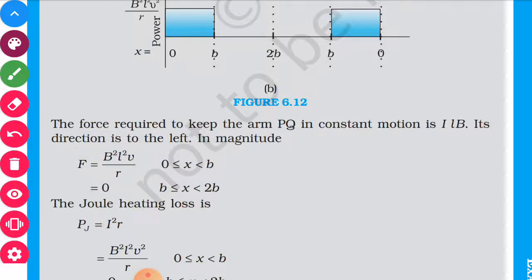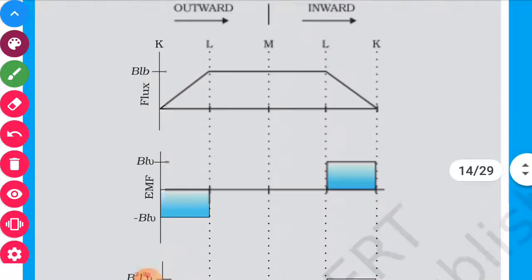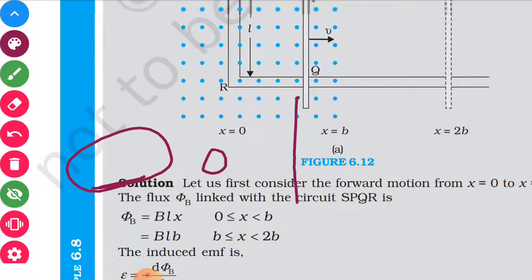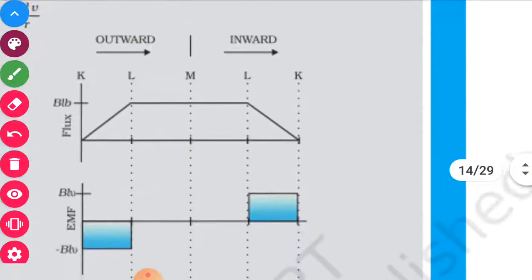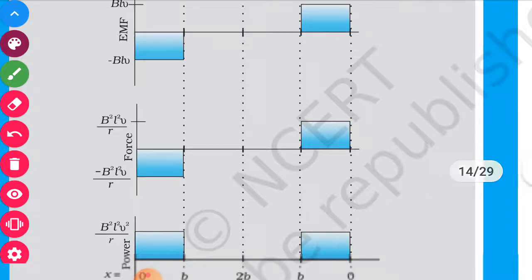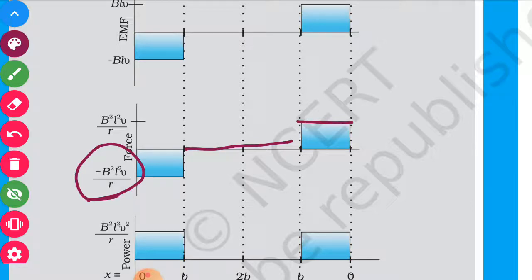If you go out of x is equal to b, there is no magnetic field, so the value of force will be equal to 0. So again you will have a graph similar to that of electromotive force. The magnitude of this force will be minus B square L square v upon R initially, then no force, then again the positive value will be there.